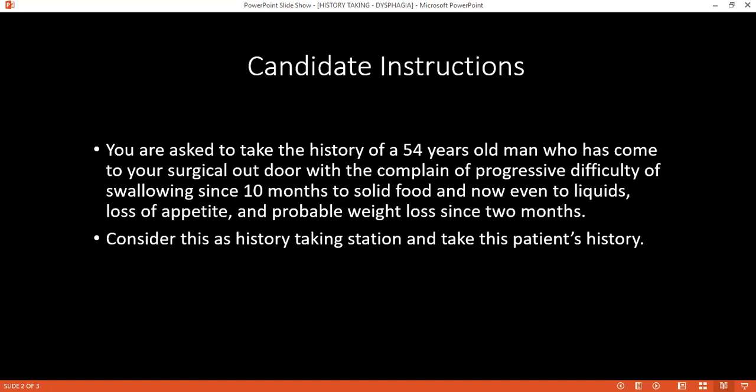So in your family, does anyone have a similar problem? No, doctor. Okay, if you don't mind, can I ask you some personal questions? Of course, sure. Okay, what do you do for a living? I was a teacher, but I'm retired at the moment. Okay, and do you smoke? No, doctor. What about alcohol intake? I'm a social drinker. Okay, who do you live with?